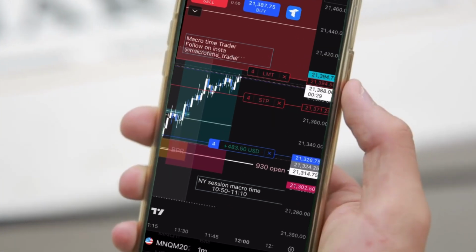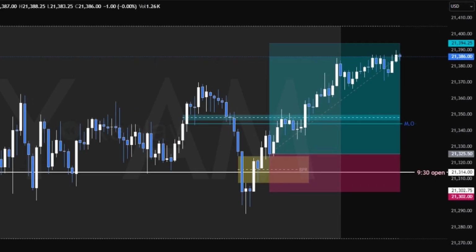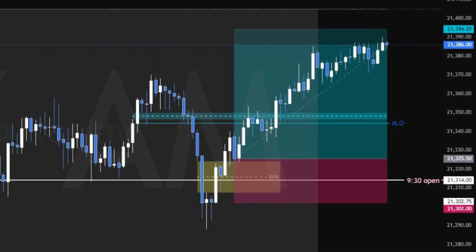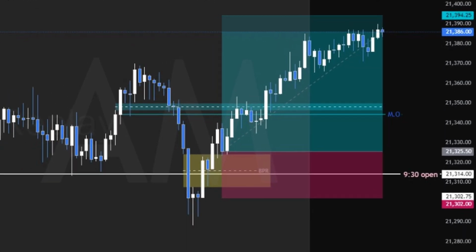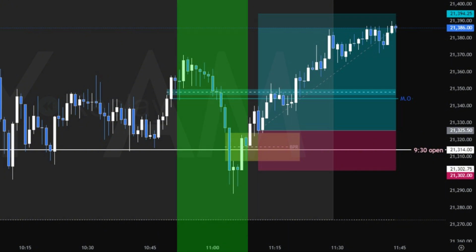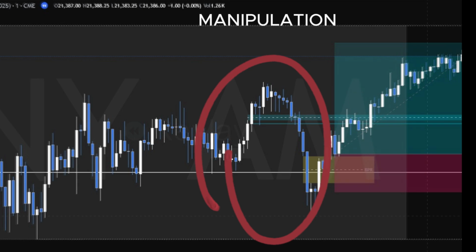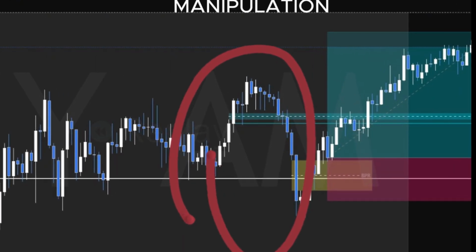In today's video, I'll break down a trade I took on the Nasdaq futures, using pure ICT principles and a structured plan focused on liquidity and timing, specifically the macro time window from 10:50 to 11:10. Leading into the New York session, I was watching for signs of manipulation and liquidity grabs around key levels.